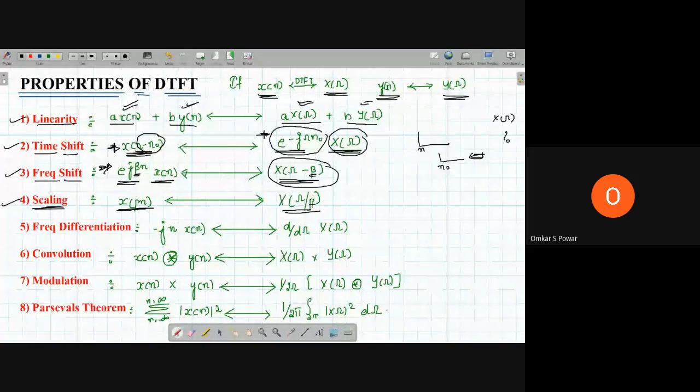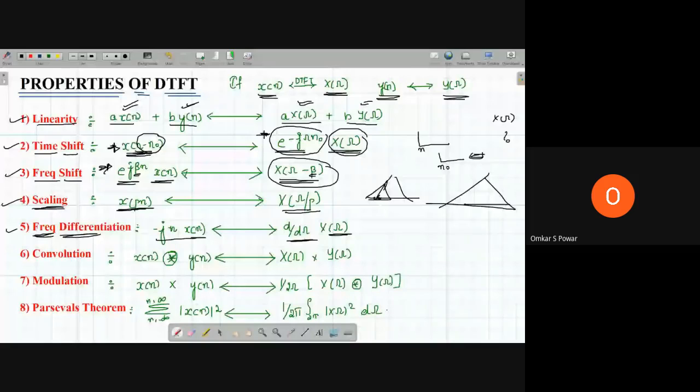So if you compress the signal in time domain, in frequency domain you have to stretch the signal. So like that you have to understand the things here. Then frequency differentiation. If you do a differentiation of the frequency, X of omega, then in time domain it will be minus jn into x of n.